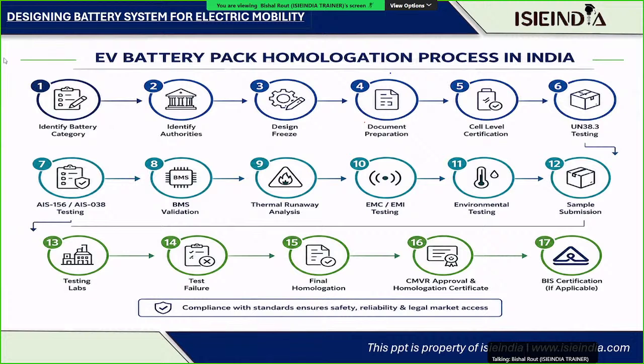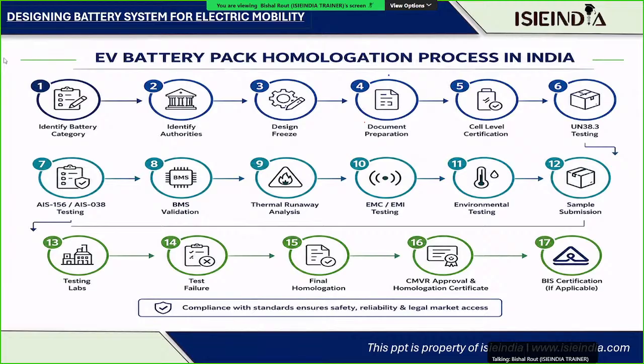Then we have AIS 156 and AIS 038 testing, which are the main Indian battery safety standards. After EV fire incidents, the Automotive Industry Standards in India have become much stricter, right? So once that is done, then we can go for the BMS validation part.